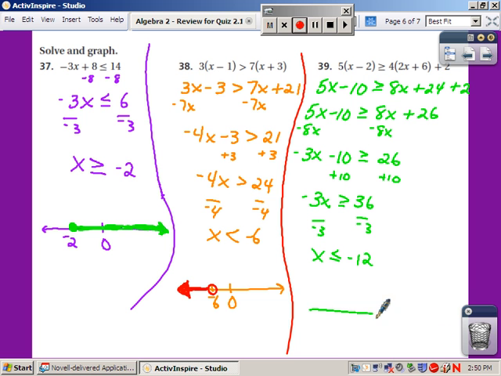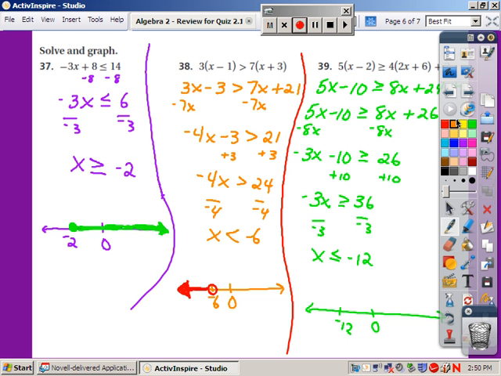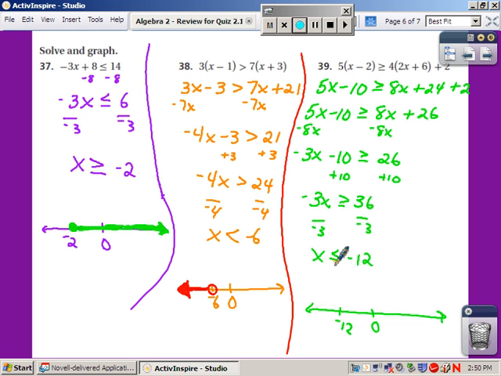So for a number line solution, one last time, we put a 0 on here, and I put a negative 12. It has a line underneath of it that represents equal to. That means a closed circle. And then less than negative 12 is this direction. There's all the stuff less than negative 12, this way.